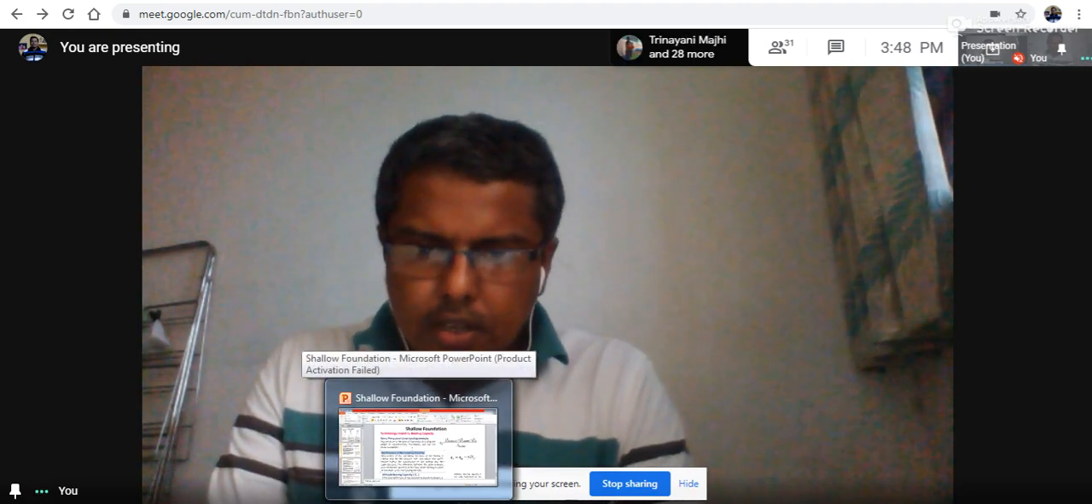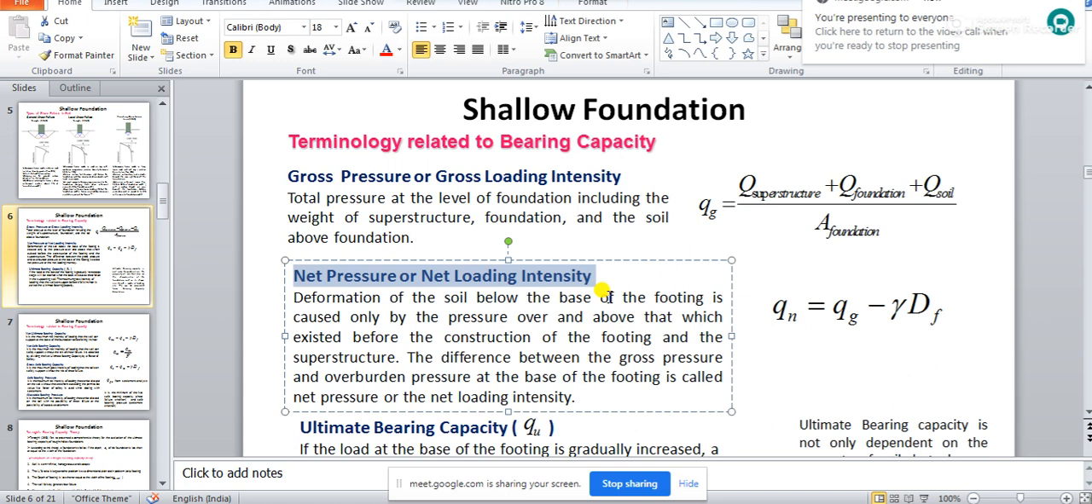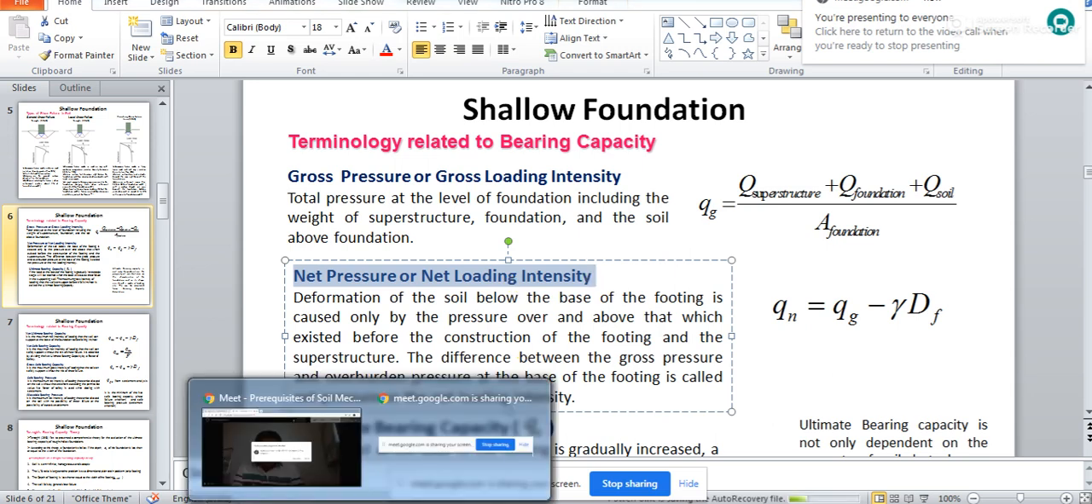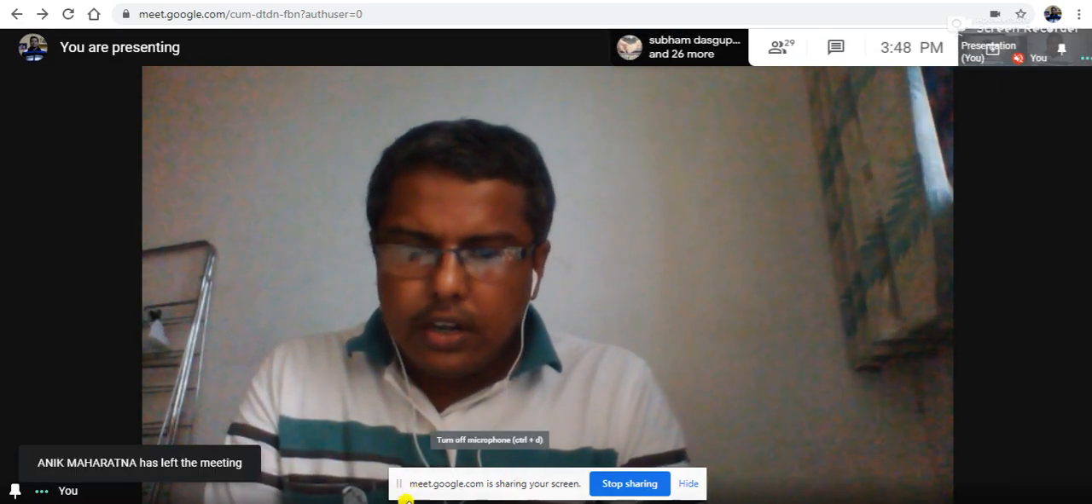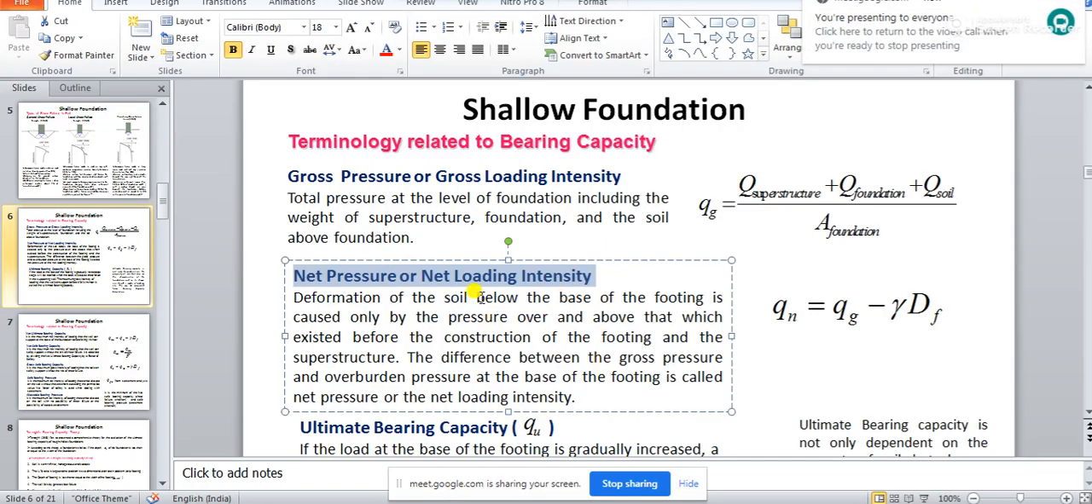Okay, let's see. Now let us understand the next definition: net pressure or net loading intensity. What is net pressure or net loading intensity? Mathematically, it is very simple. You have calculated the gross pressure intensity, that is Qg. Now you subtract the soil pressure, that is the overburden pressure.